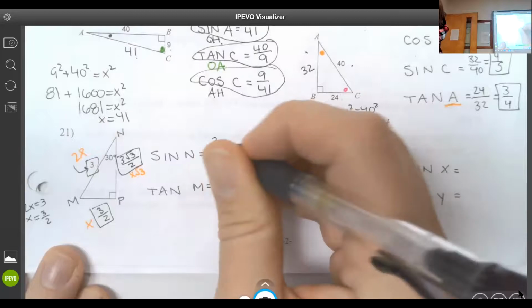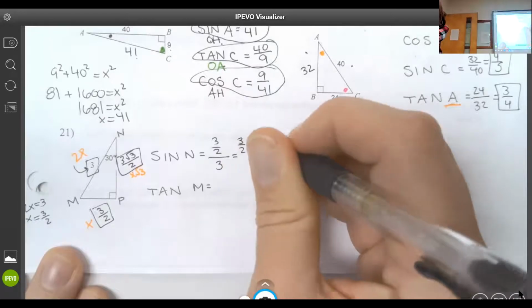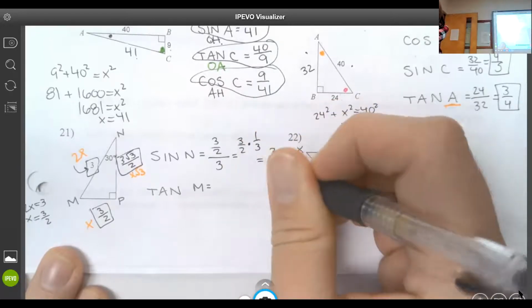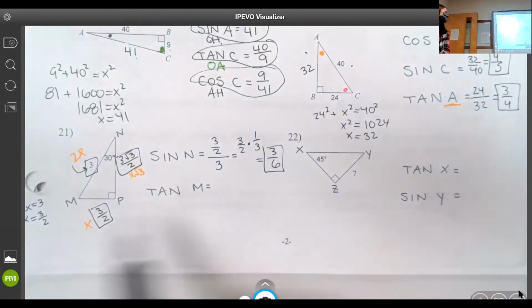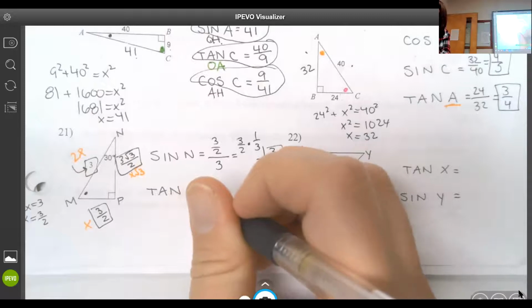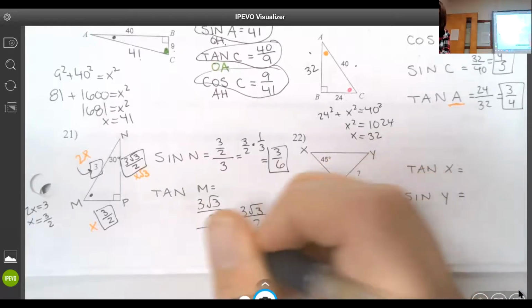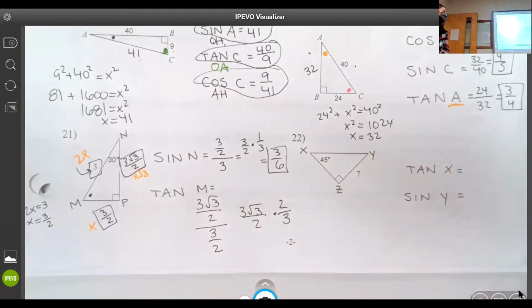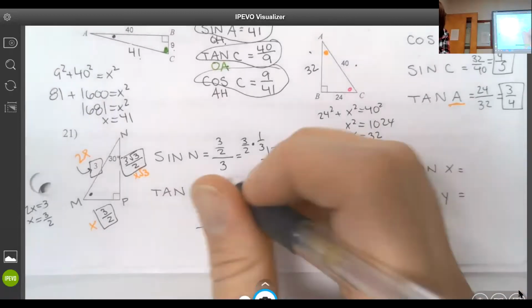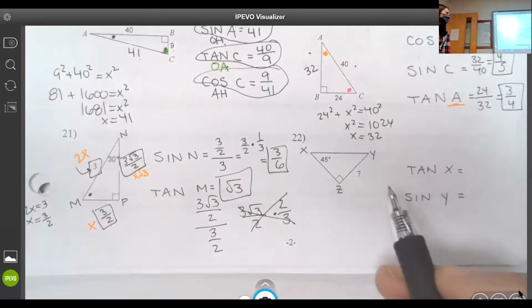Sine of n, if I do opposite over hypotenuse, would look like this, which is really 3/2 times 1/3. Don't worry about actually finding the trig ratios with these values for our sides. And the tangent of m, so opposite over adjacent, that would be this times the reciprocal of this. It gets very tricky there. And then these cancel out, and it just leaves me with rad 3. If you wanted the answers, but again, I don't worry about those two in terms of something that hard on your test. This one is fair though.